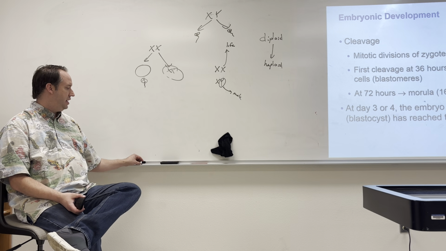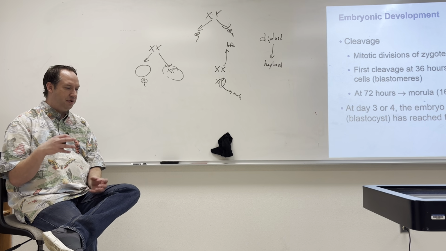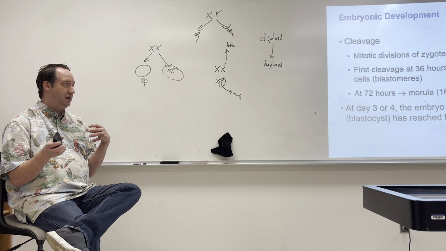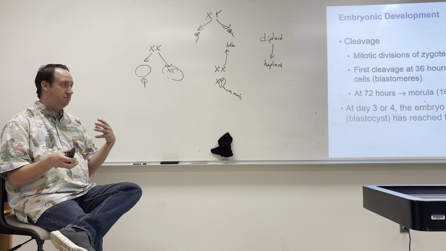All right, so fertilized oocyte, we've got a zygote, and at about 36 hours, that thing's going to start to undergo mitosis. By 72 hours, we have what's called a morula. There's about 16-ish cells in this. And it's like a little ball. And then by day 3 or 4, there's about 100 or so cells, and it reaches the uterus.